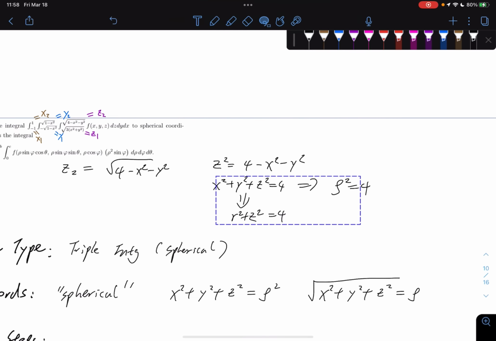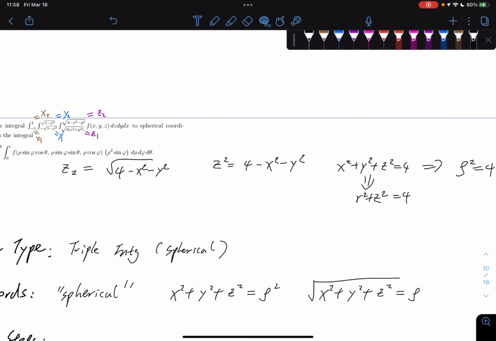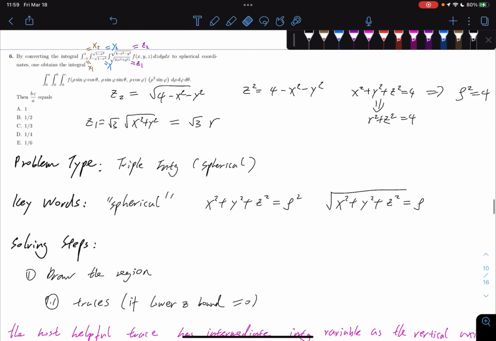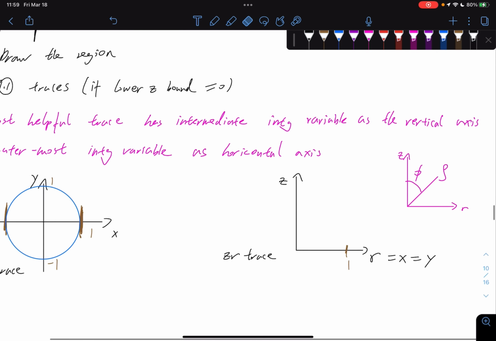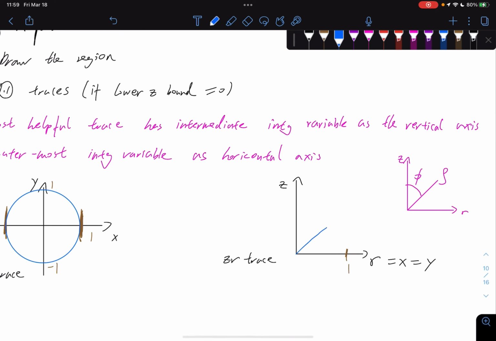We can also utilize the bottom bound z1, which is the square root of 3 times the square root of x squared plus y squared, and that's just the square root of 3 times r, right? The square root of x squared plus y squared is just r. So z equals the square root of 3 r. That looks like a straight line in my zr trace. So let's start with this blue line, z equals the square root of 3 r. I'm going to draw it a little bit more slanted.